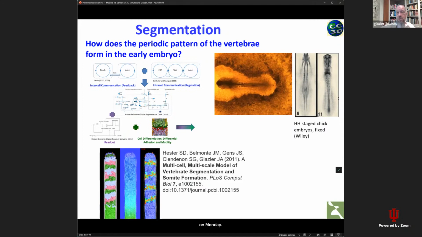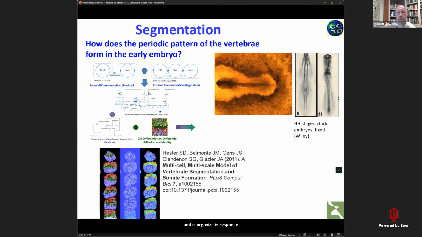There's also a differentiation network that determines what the cells do depending on the state of that gene oscillation and in response to extracellular signals. And the cells then differentiate, change their adhesivity, and reorganize in response.